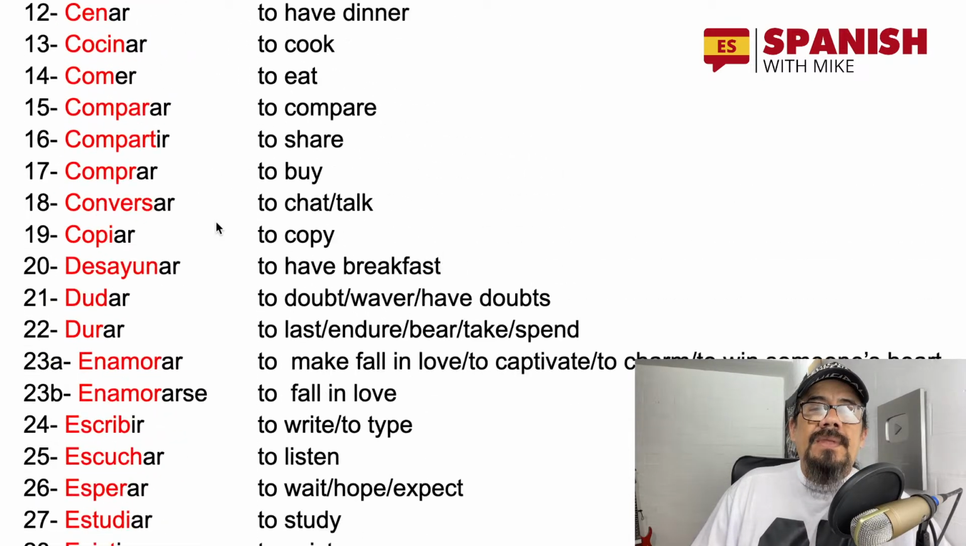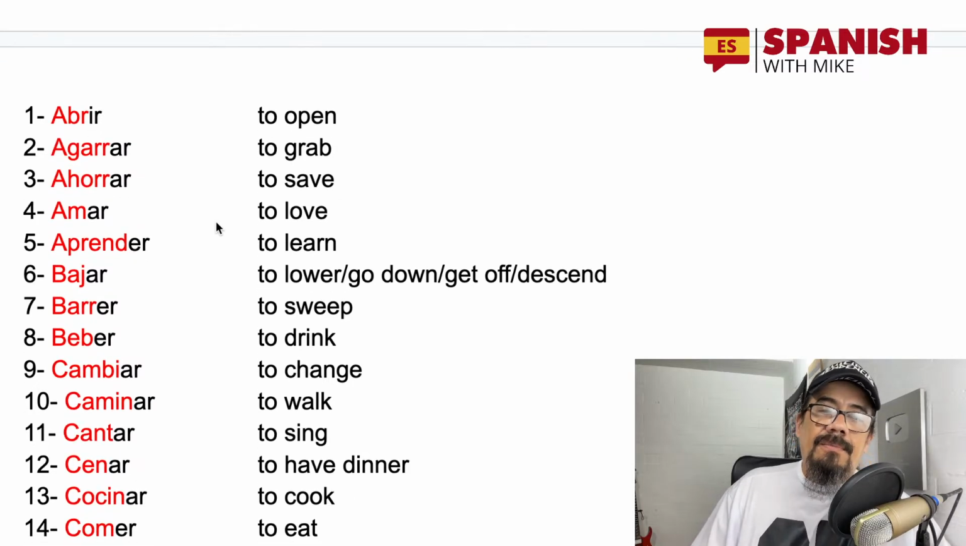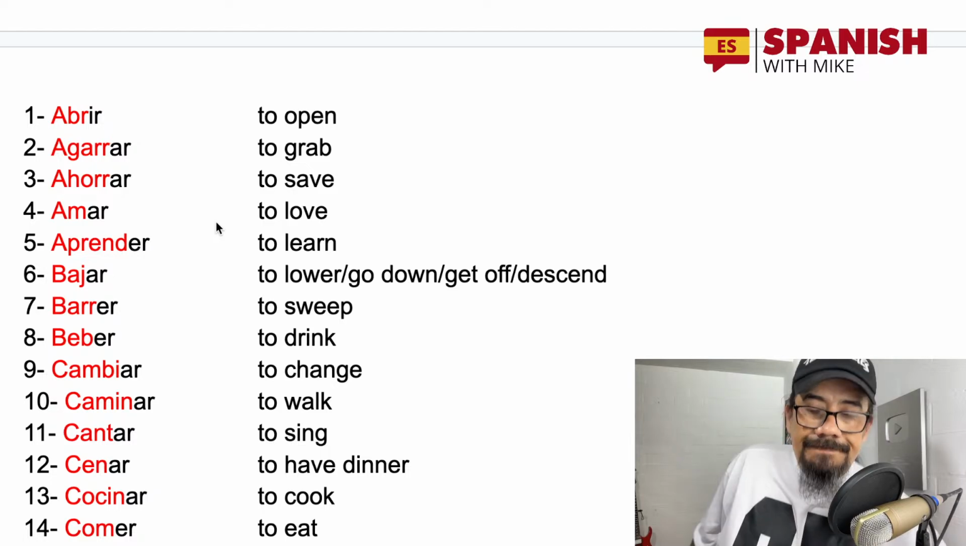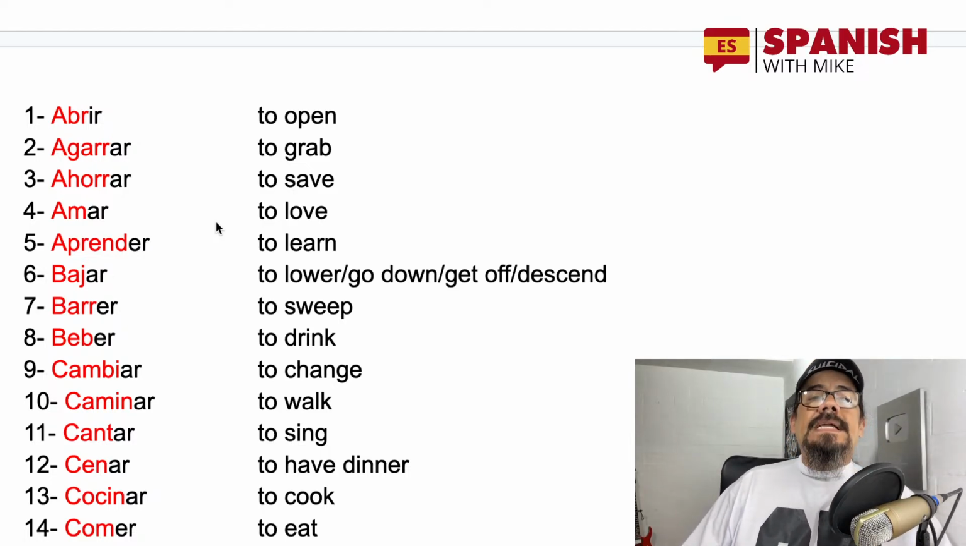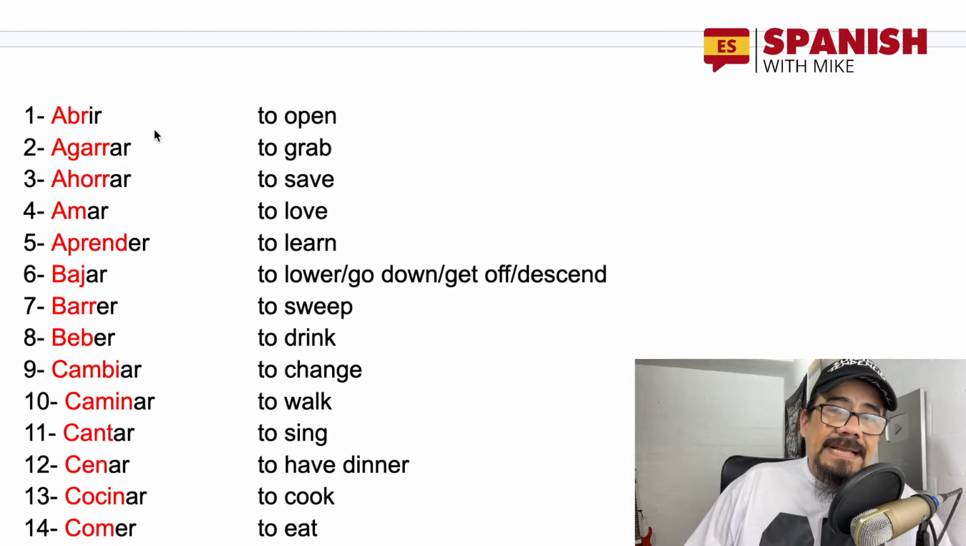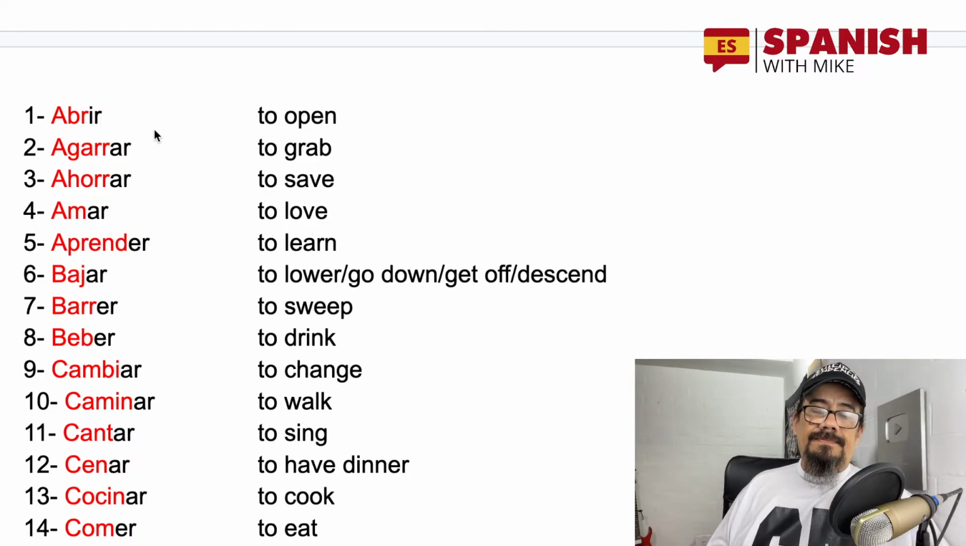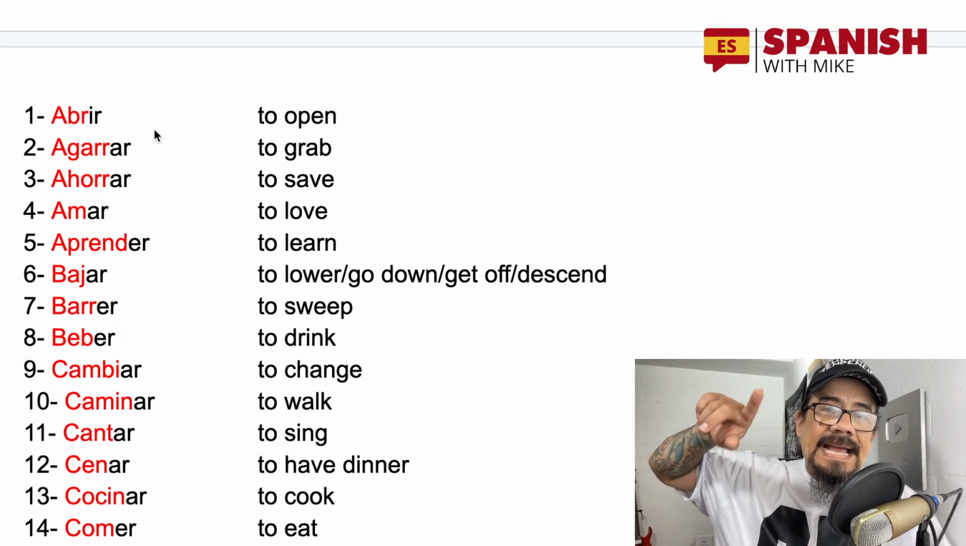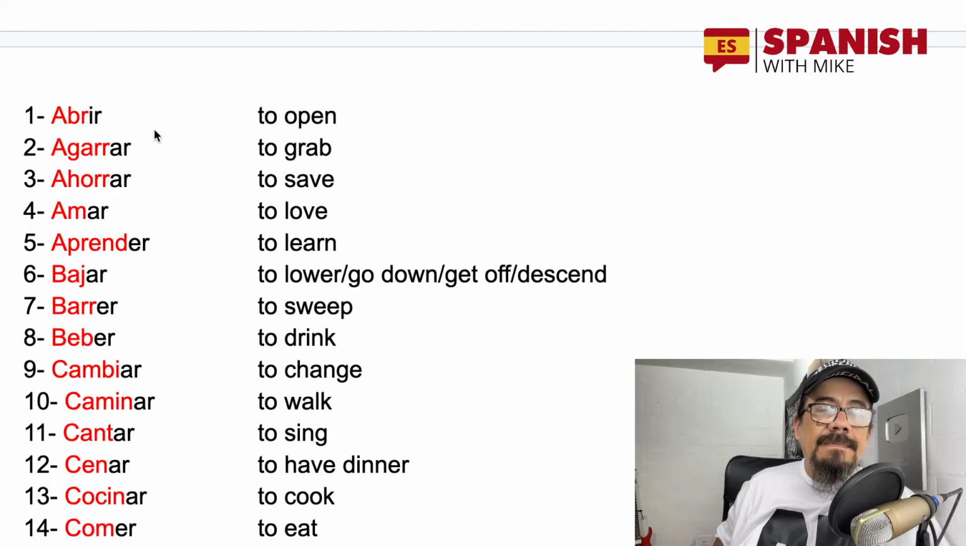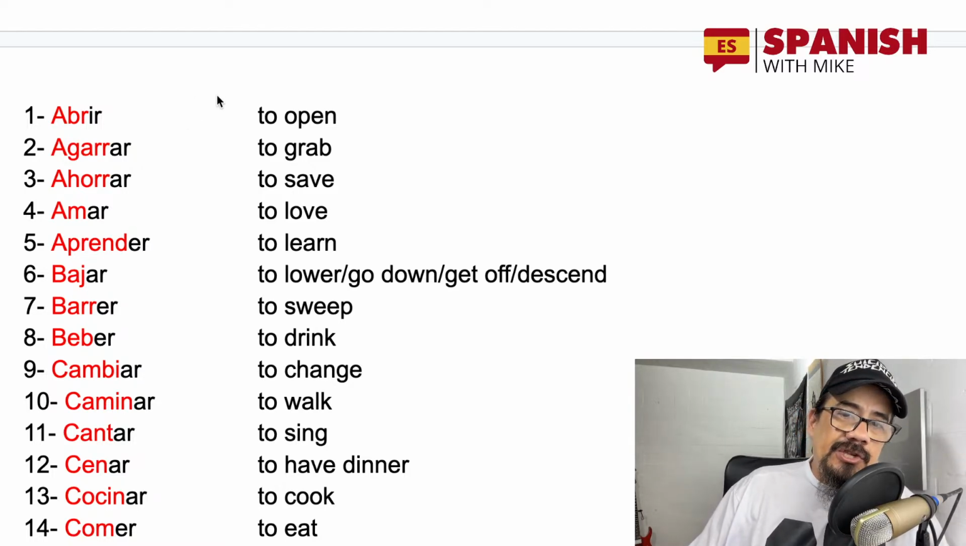So we can use any of these verbs from this list and take any sentence in any progressive or continuous tense structures. And we can say, yo estoy abriendo la puerta. I'm opening the door. Tú estabas agarrando el libro. You were grabbing the book. Ellos estarán ahorrando dinero. They will be saving money. Nosotros hemos estado amándonos. We have been loving each other.